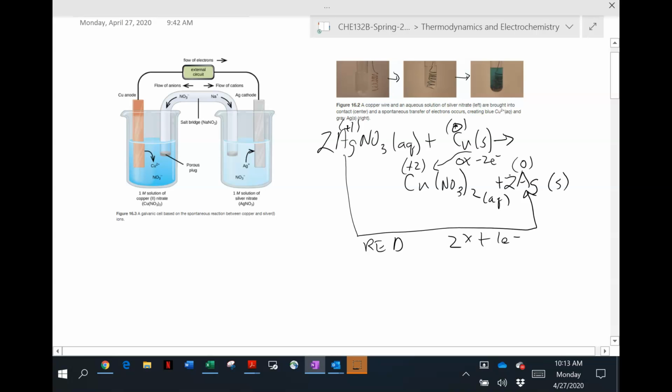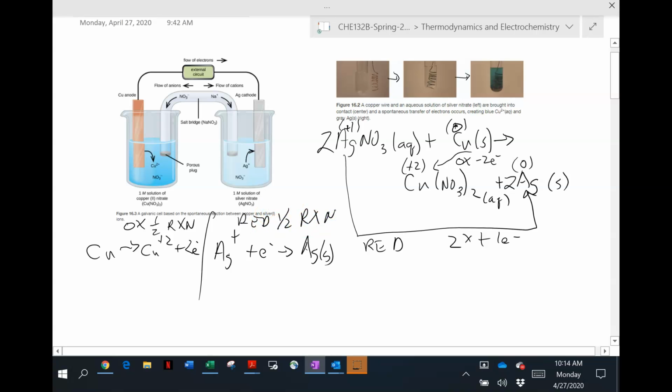If we think about those half reactions, leaving out the nitrates, the reduction half reaction is silver plus an electron goes to silver solid. And our oxidation half reaction is copper metal goes to copper +2 plus 2 electrons. So this is the oxidation half reaction, and this is the reduction half reaction.